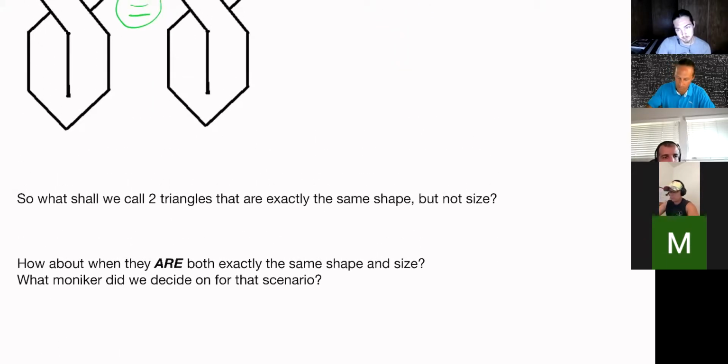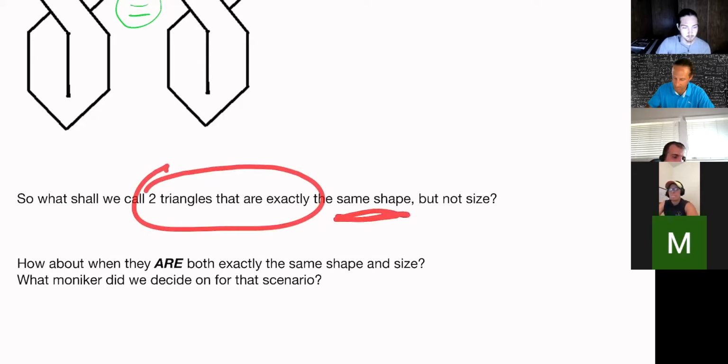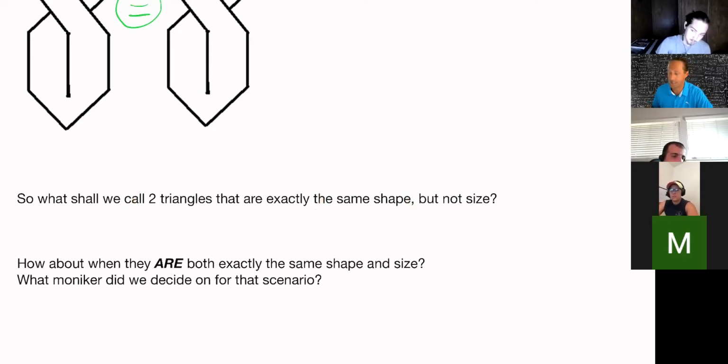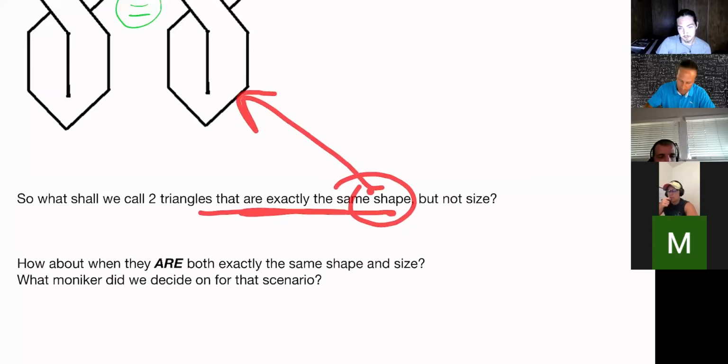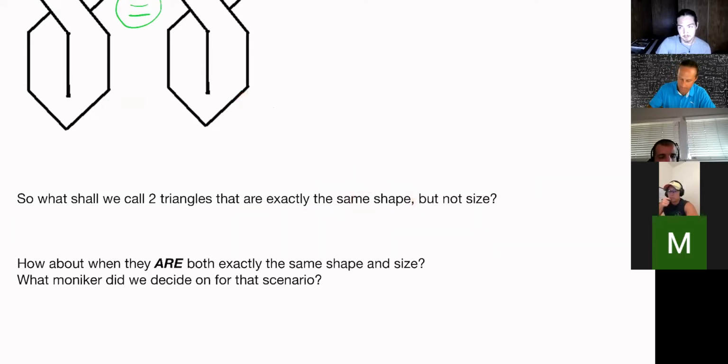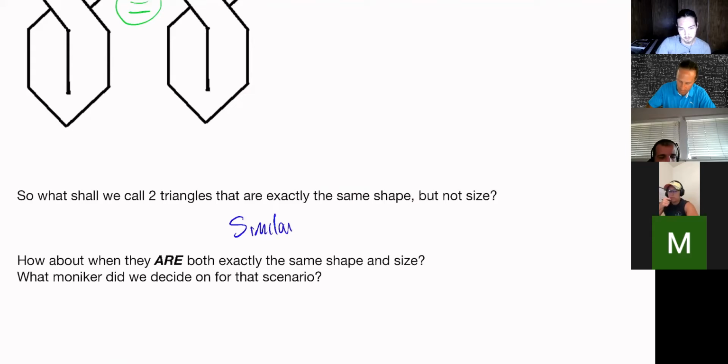All right, so we're going to be talking about triangles, of course. So what should we call two triangles that are exactly the same shape but not the same size? Congruent. Careful. Read it one more time. Exactly the same shape but not the same size. Similar? Very good. Proportional, right? Yeah. But what if they are both same shape and size? Agree. That's right. So what is the difference?